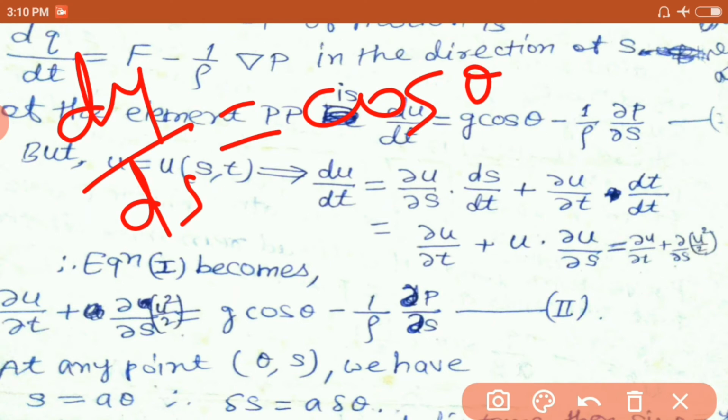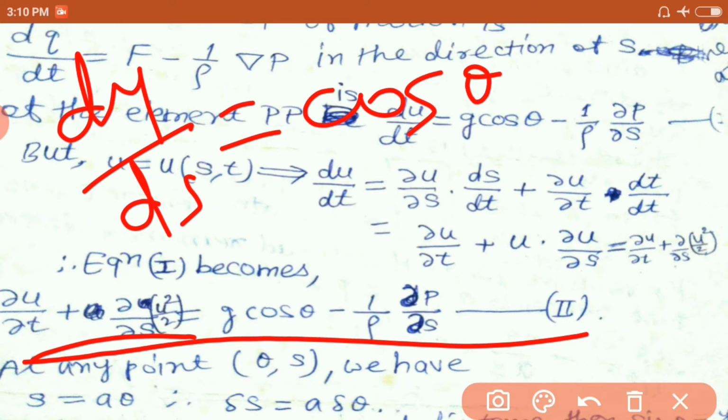Then equation second becomes dou u by dou t plus dou by dou s of u square by 2 as it is, g as it is, and in place of this cos theta we get dy by ds, minus 1 by rho dou p by dou s.